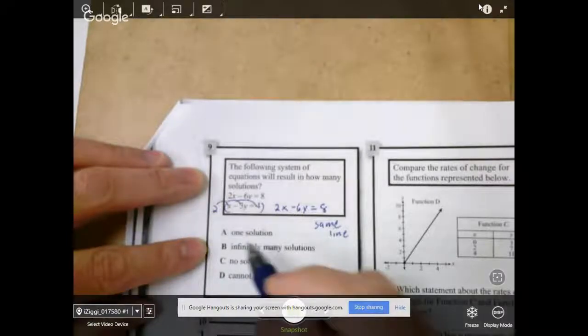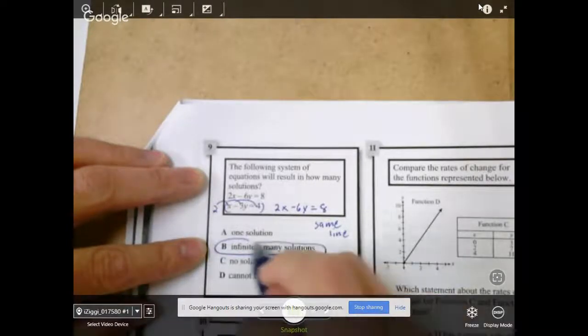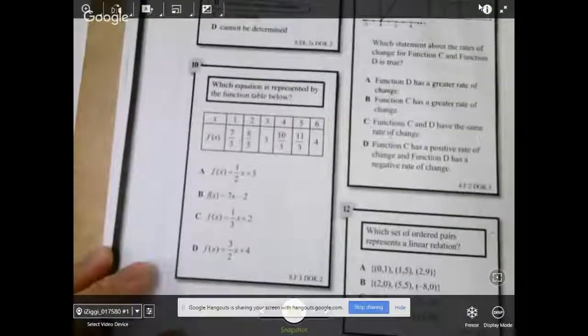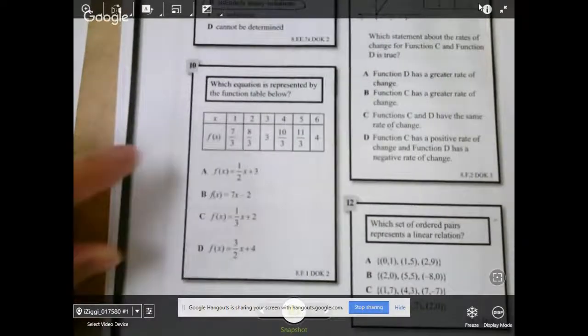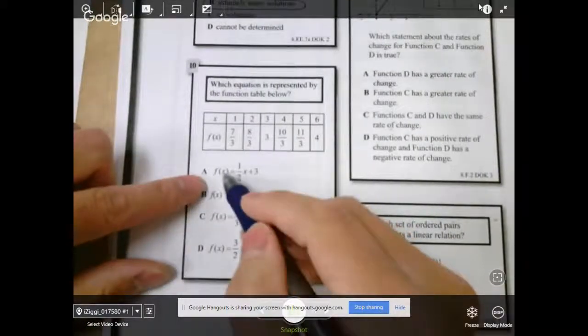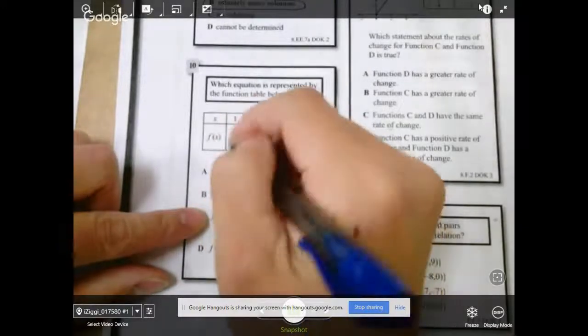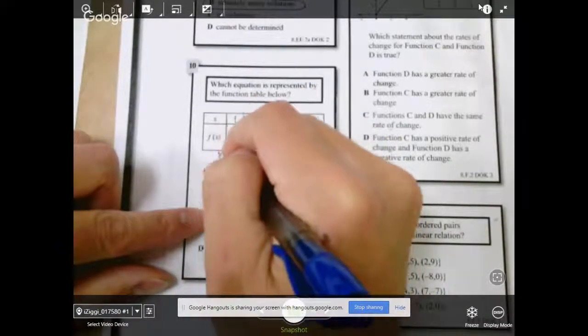Okay, all right, number 10. For this one, remember f of x is the same thing as y. So all of these are y equals mx plus b equations. Which equation is represented by the function below?